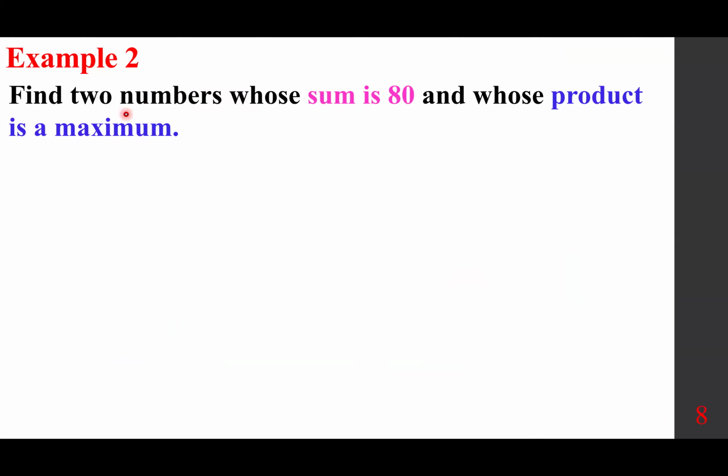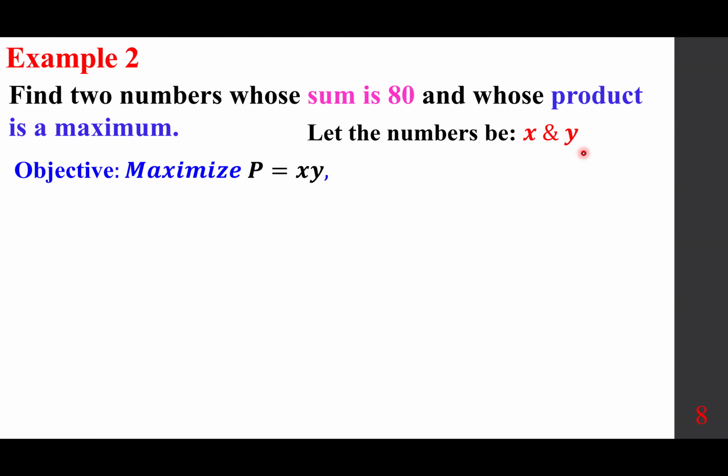Find two numbers whose sum is 80 and whose product is a maximum. We have to define our variables. What are those numbers? How about x and y? What is the objective? Maximize their product. P equals x times y. I'll call it P for product. Call it anything you want, F. Subject to the sum is 80, x plus y must be 80.